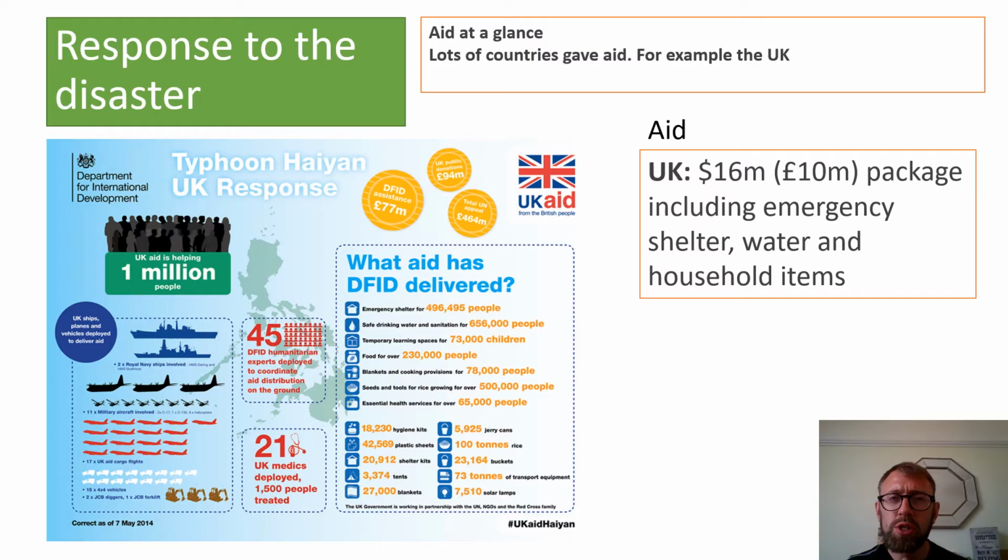Now, lots of countries helped in the relief efforts to try and help the people. In the UK, they donated around $16 million, so about £10 million, to help. And here you can see from this little picture some of the things that it did to help. So sending some ships and some planes to try and get aid to people. Obviously things like shelter and food were really important for these people. Lots of water would have been contaminated by the flood waters, so being able to get clean water and water purification tablets to people would have been really important.